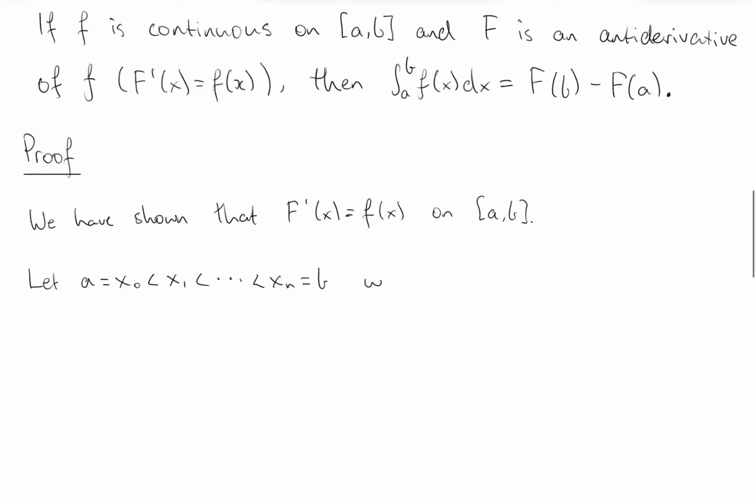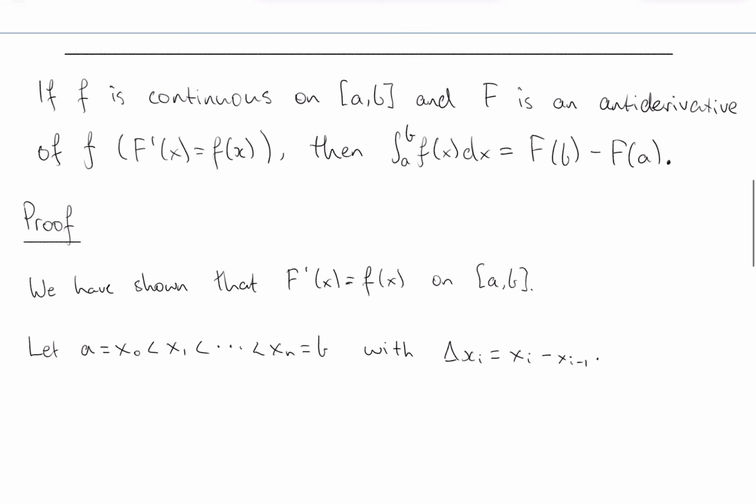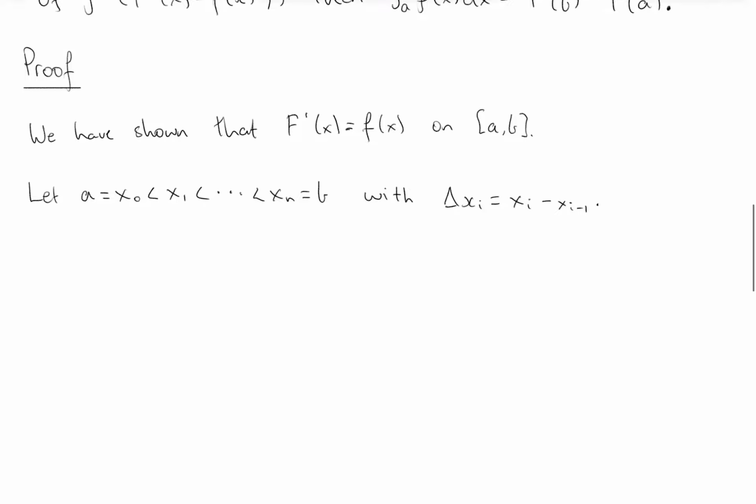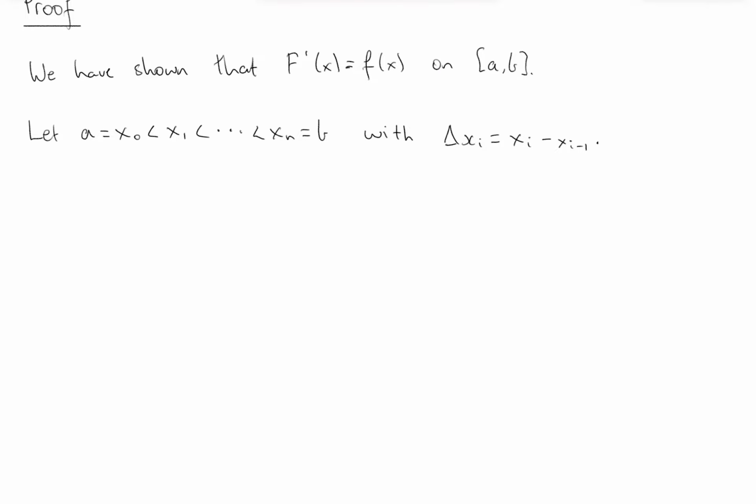And our width, change in xi, is just the difference from one point to the previous point. So now what we're going to do is employ the mean value theorem again, this time not the integral version, but just the classic version. So I'll just write out what the theorem says in general.